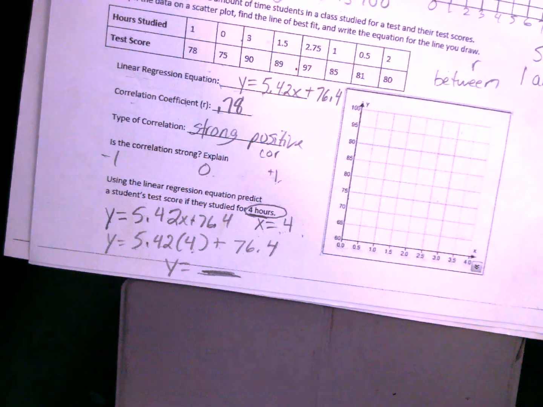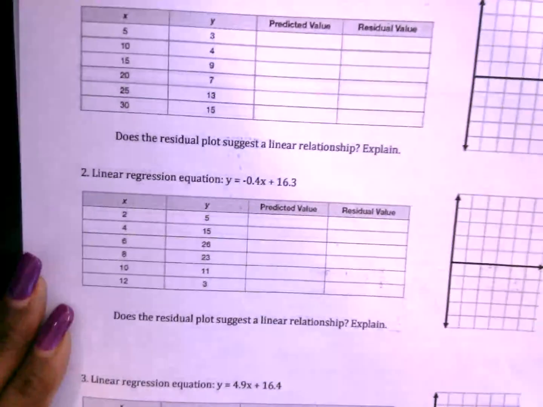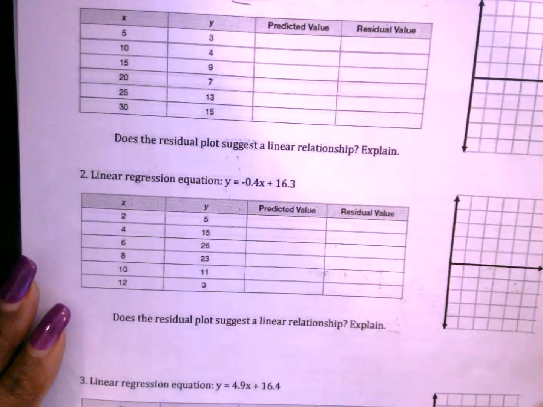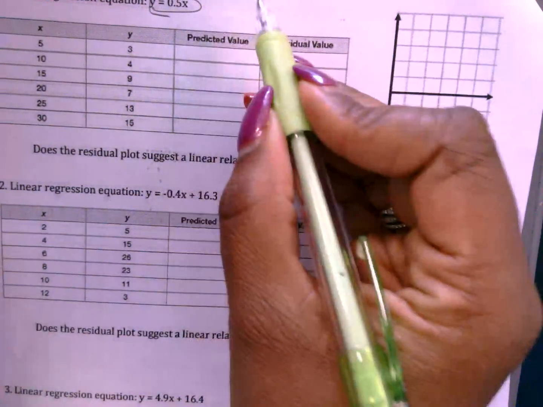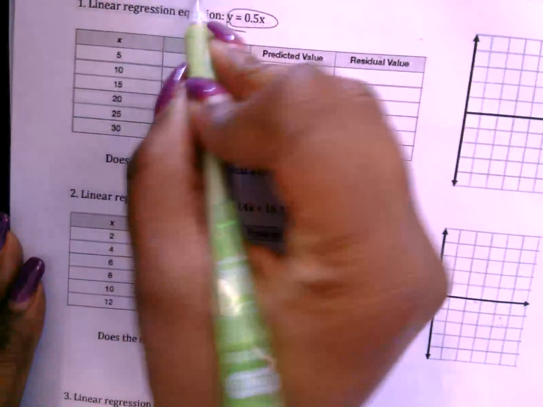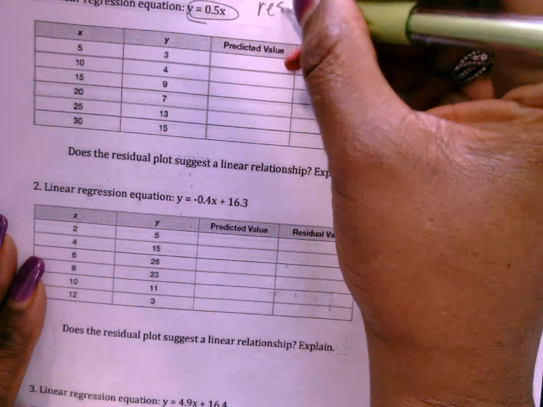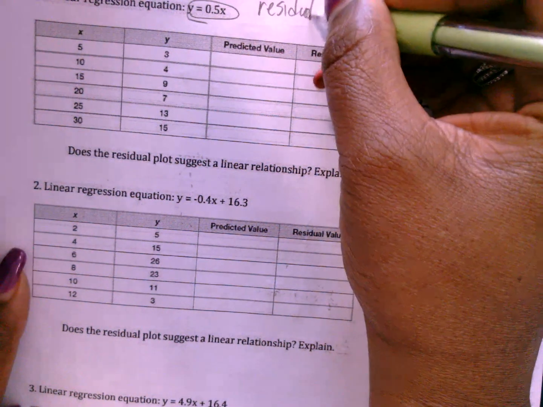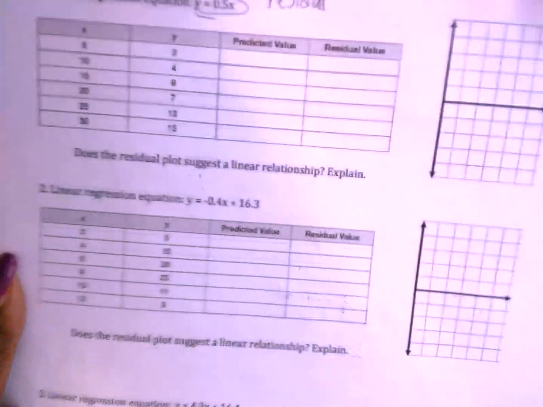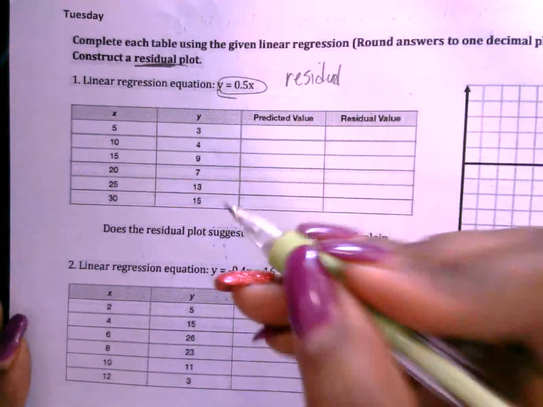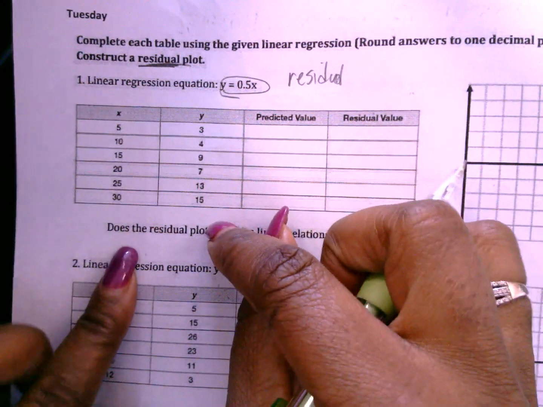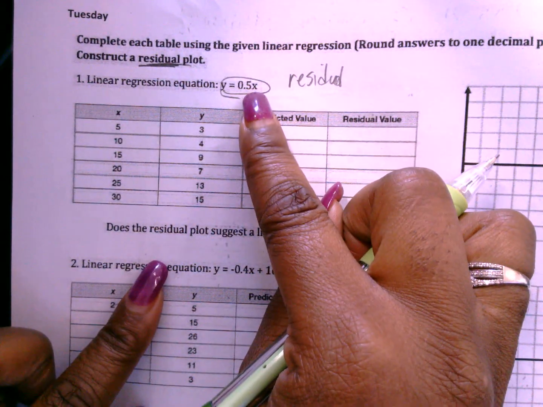All right. So now we're going to do Tuesday. With Tuesday, they already gave us a line of best fit. So we're going to use that regression line, the line of best fit, to find the residual. Let me explain what residual is first. Residual is how far actual points are away from the line of best fit.